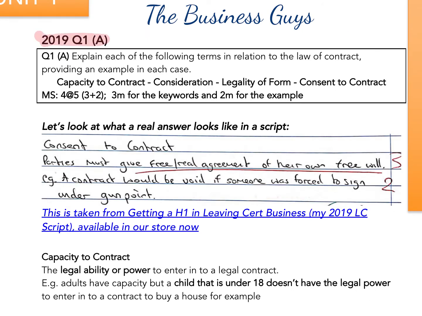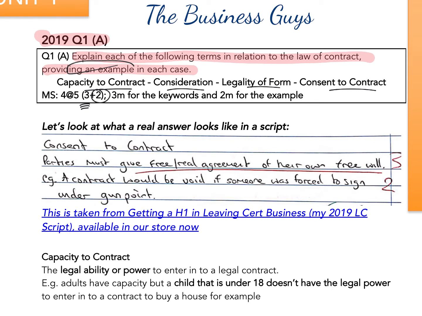In 2019, the question was, explain each of the following terms in relation to the law of contract, providing an example. So if you're asked to provide an example, there will be marks going for that in the marking scheme. You have to do all four of them, and you'll get 3 marks for giving keywords and then 2 marks for giving your example as well.